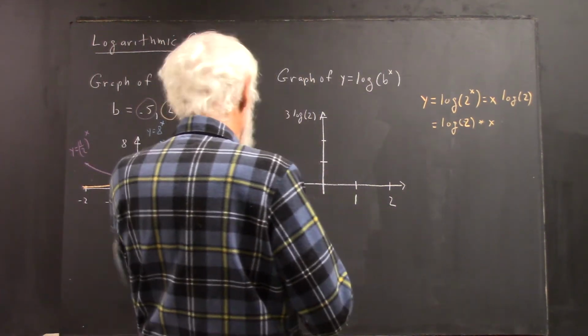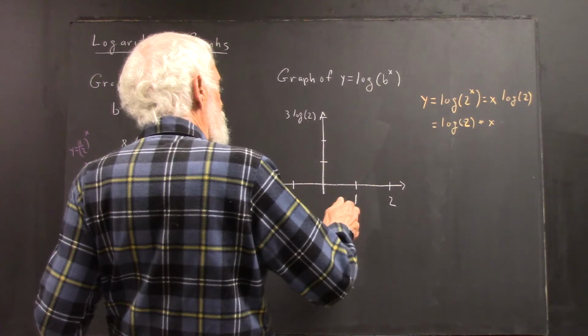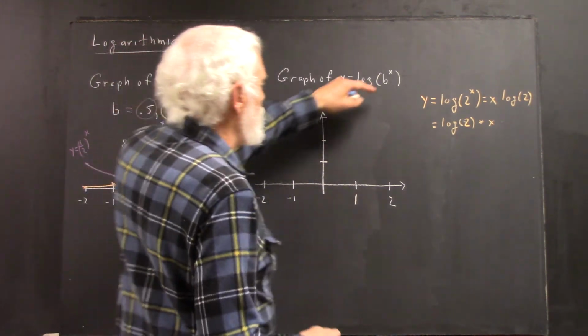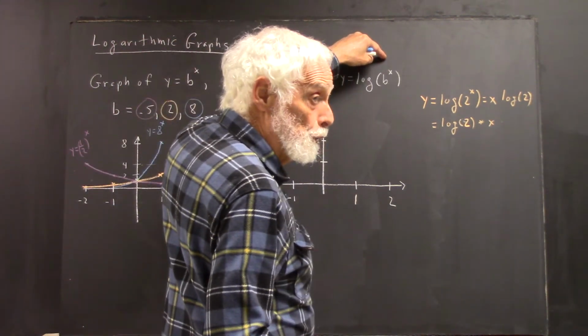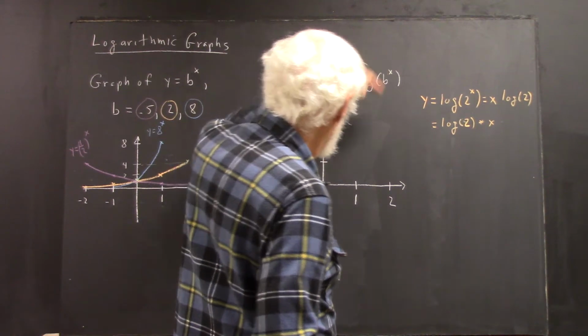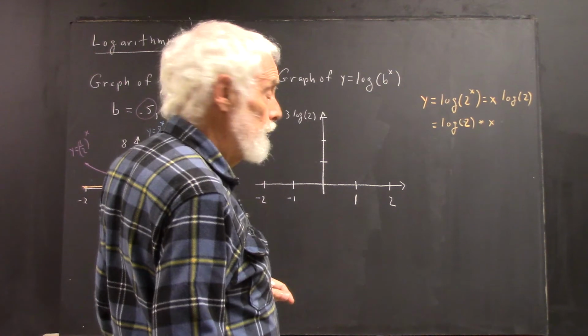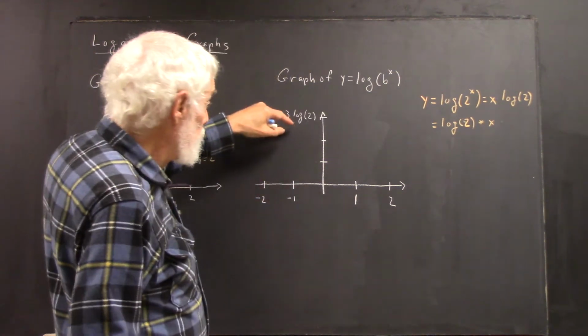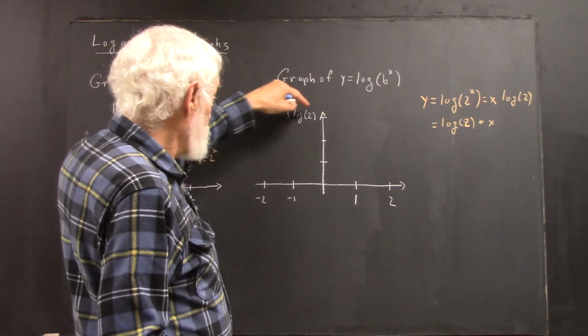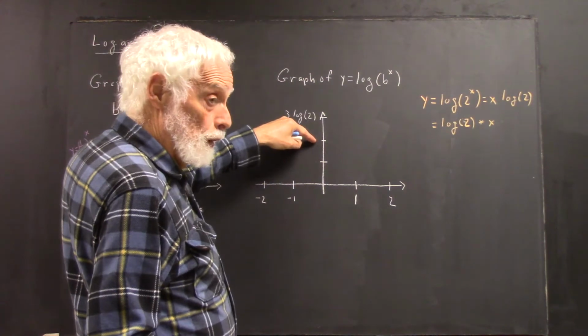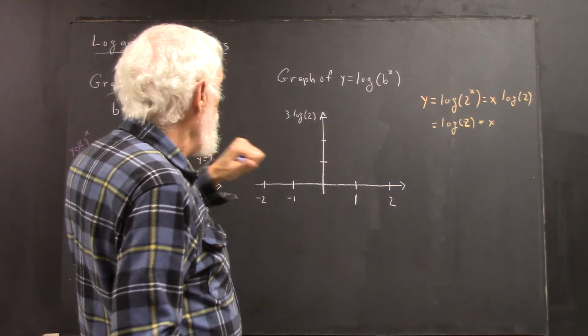So, when x equals 1, 2 to the x, of course, equals 2. I've marked the y scale in units of log of 2. This is 3 log of 2. This will be 2 log of 2. This is log of 2.